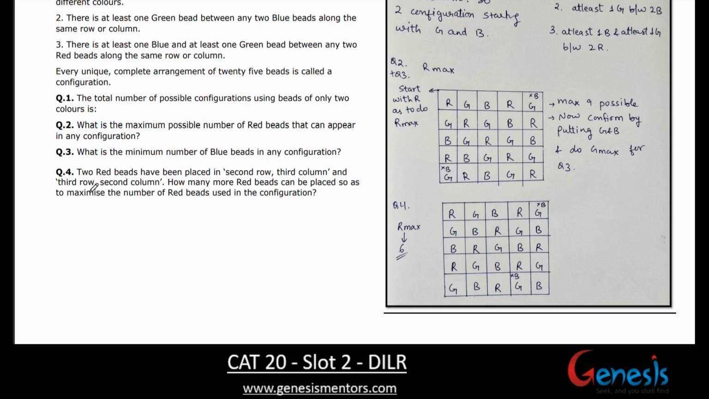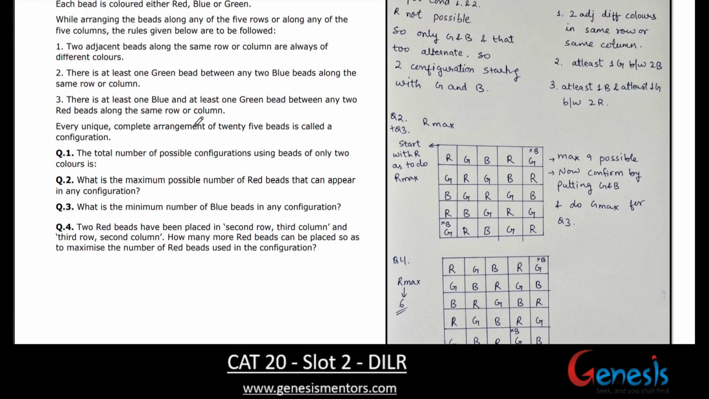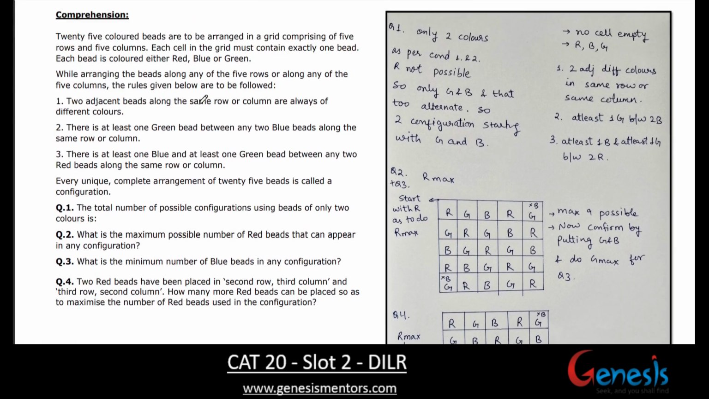Now, two red beads have been placed in the second row third column and third row second column. How many more red beads can be placed? So this question we need to again do separately. ठीक है, so first we will see the conditions and then we'll check the questions.